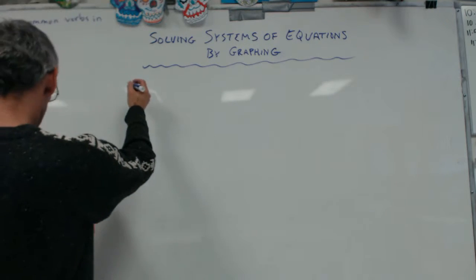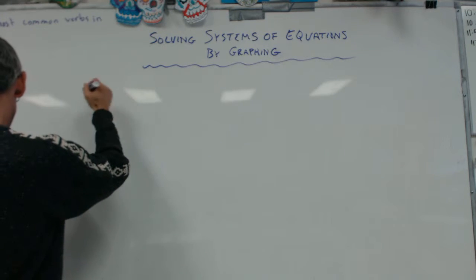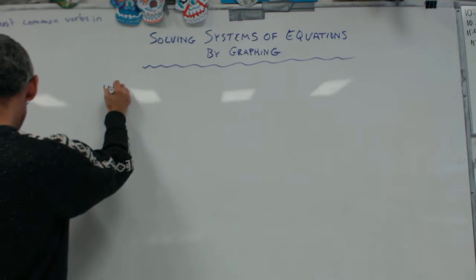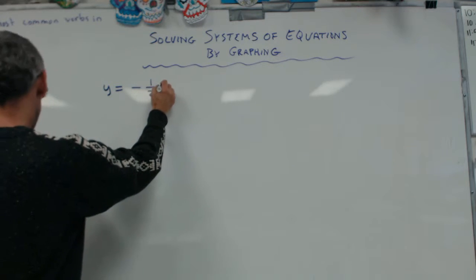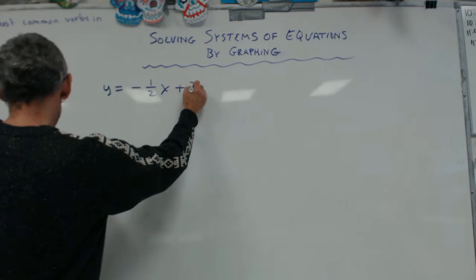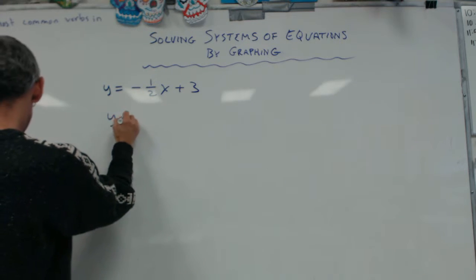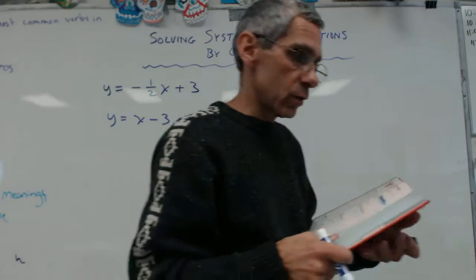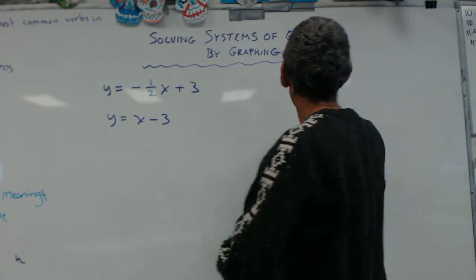So I'm going to give you two equations here. Actually, let me just redo this. So we're going to say y is equal to negative 1/2 x plus 3. And then we'll make this one y is equal to x minus 3. Okay, I have two equations here. You guys agree with me? Two equations. I hope I did that right.